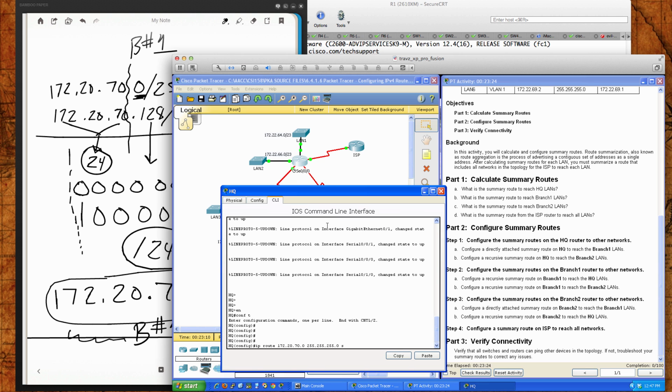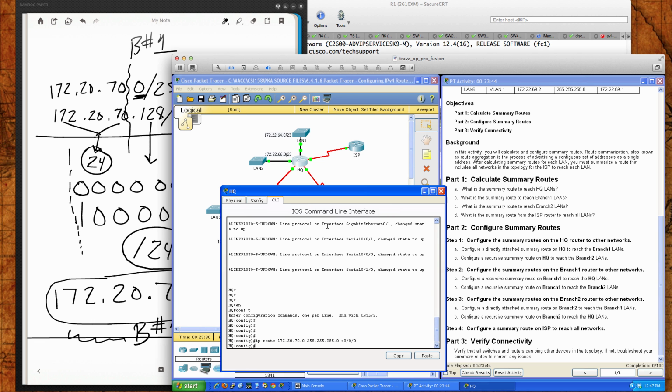And the key here to remember is that it's a directly attached static route, or summary static route, and that directly attached interface is not the interface on the far end router. It's on the router on which we're creating the summary route. So the HQ router in this case. And so I'll hit enter, and now we've added in our summary route, configuring a directly attached summary route on HQ to reach the branch 1 LANs.